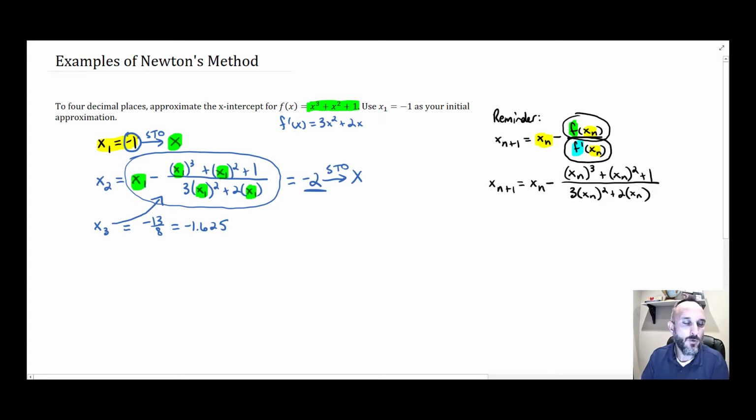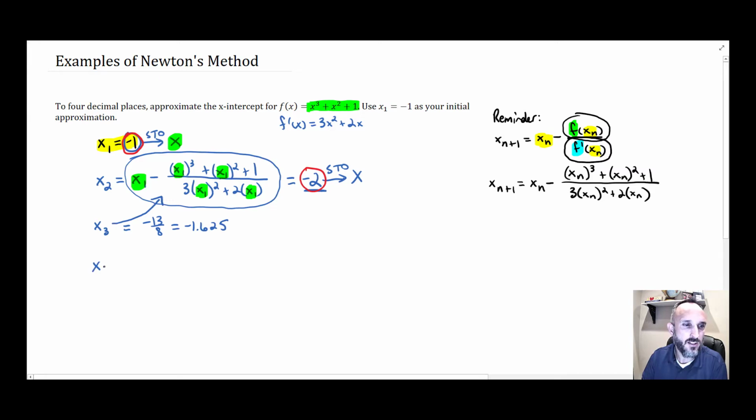Now let's keep in mind what we're doing. We went from -1 to -2. Those are pretty far apart still if we're wanting to get our precision to 4 decimal places, or our accuracy to 4 decimal places. So you can see -1.625 is a little bit closer to -2 than we were before, but not close enough. So we need to keep going.